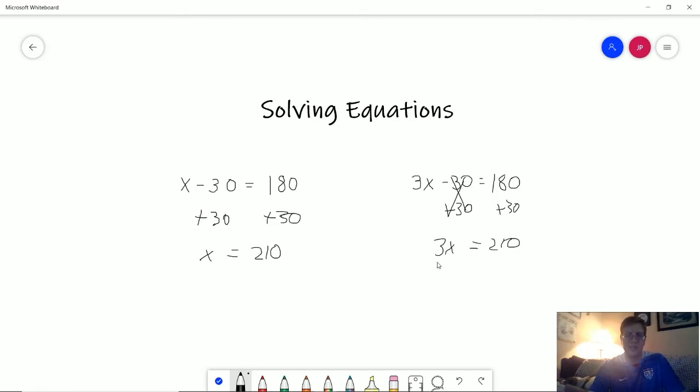Then my second step is going to be to divide by 3. I can represent that by using a fraction. This part is going to cancel itself out. 210 divided by 3 is going to give us 70. And so my resulting answer would be x equals 70.